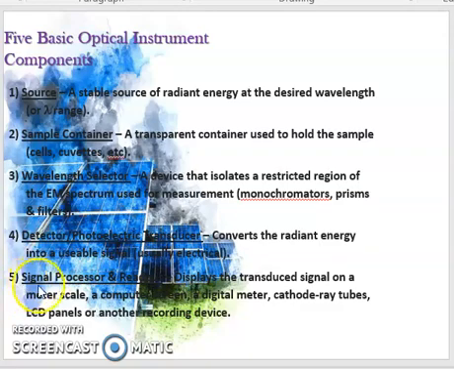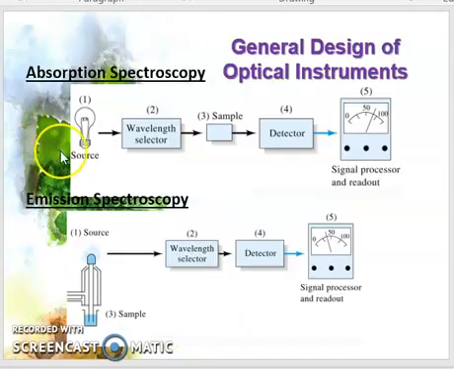And the last one is the signal processor and readout that displays the transduced signal on a meter scale, a computer screen, a digital meter, cathode ray tube, LCD panel or another recording device. So these are the 5 basic components of optical instrument. Okay.